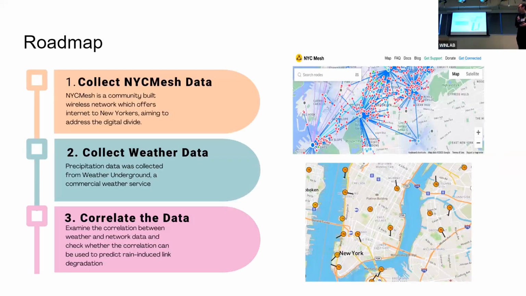Okay, so the roadmap for this project is: first, we're going to collect network data, specifically from NYCMesh, which is a community-built wireless network offering internet to New Yorkers. The second step is collecting weather data and precipitation data. For this, I used Weather Underground, which is a commercial weather service. And then we're going to correlate the data in the third step.